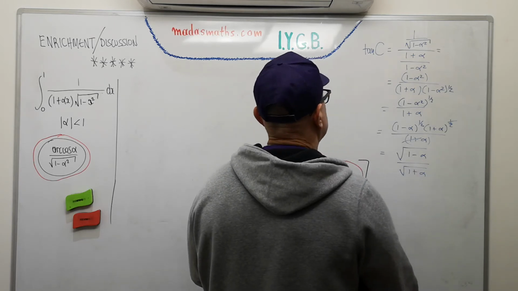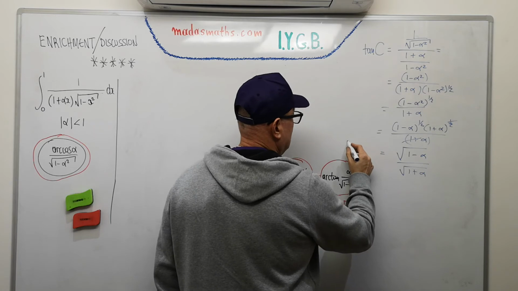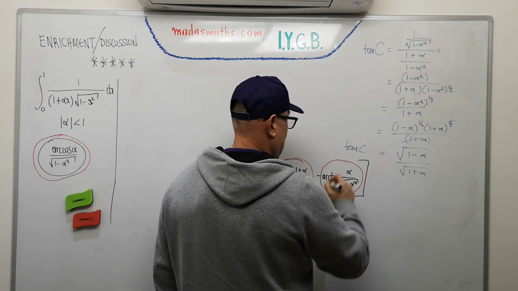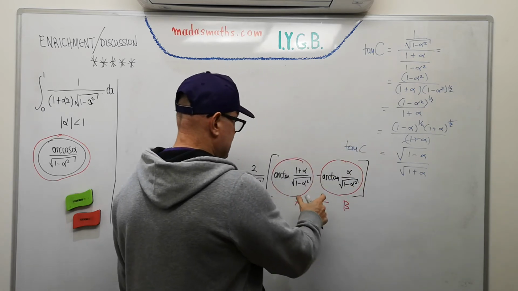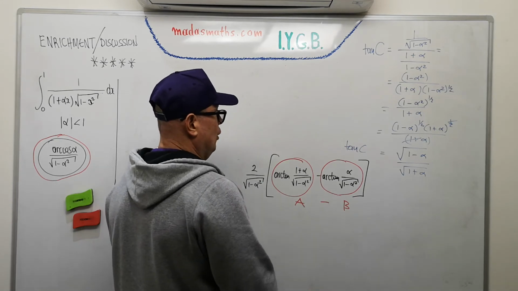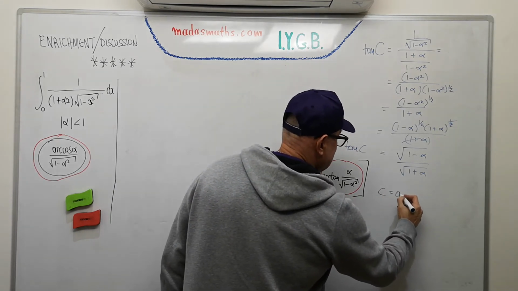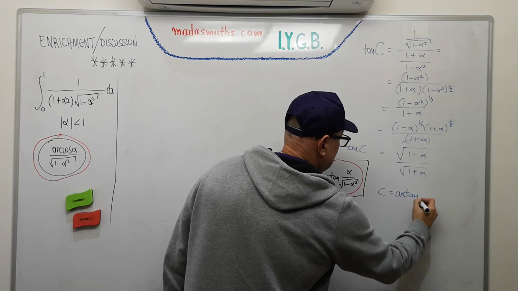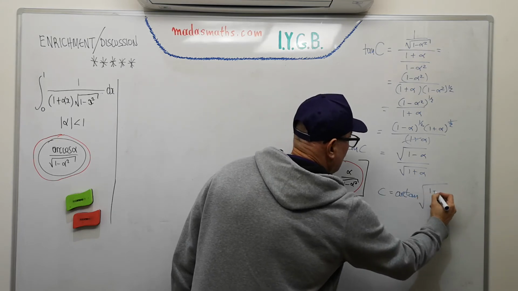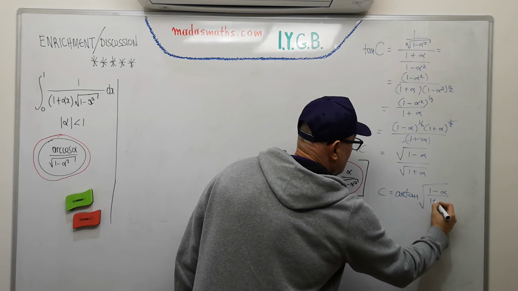And we have to make sure we understand what we just found. That is the tan of C. What is C? C is that minus that. So in fact my C, which is A minus B, is the arctan of the square root of 1 minus alpha over 1 plus alpha.